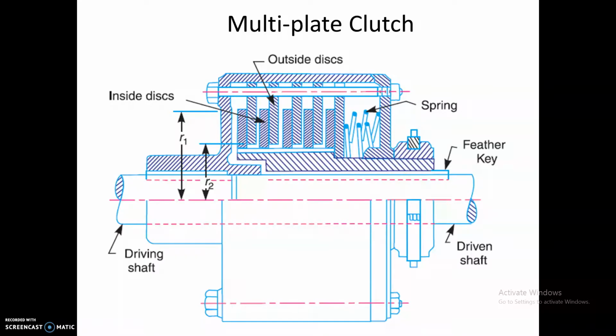This type of multi-plate clutch is used in heavy transport vehicles and racing cars where high torque transmission is required. This clutch is also used in scooters and motorcycles as the space available is very limited.